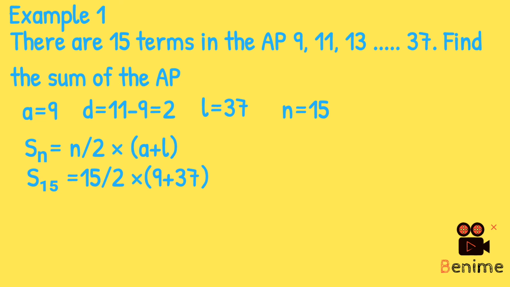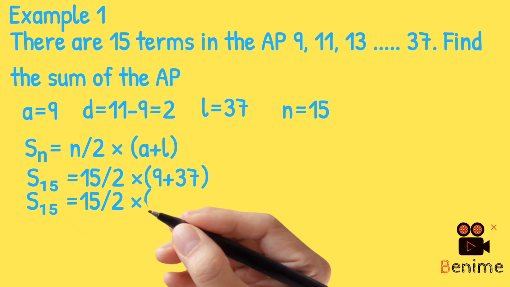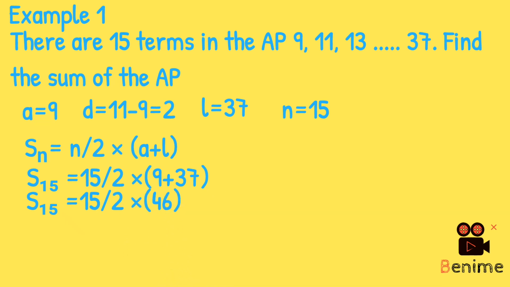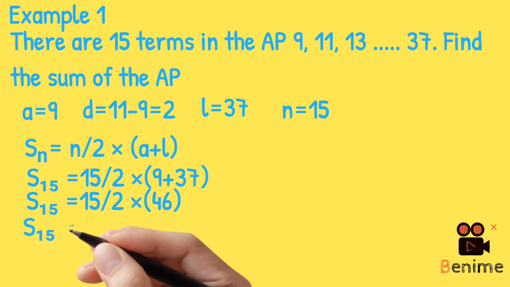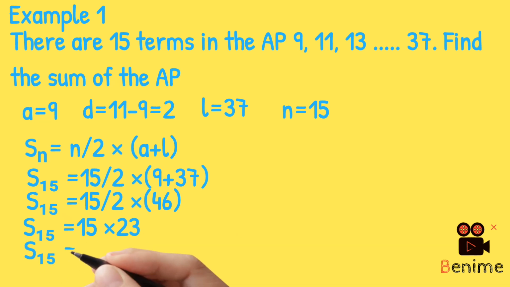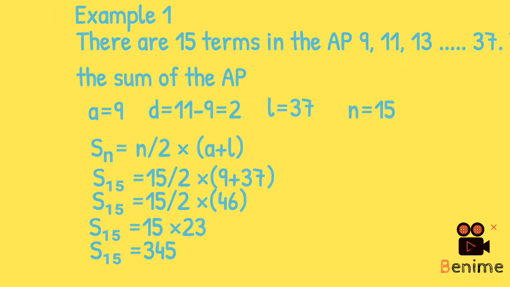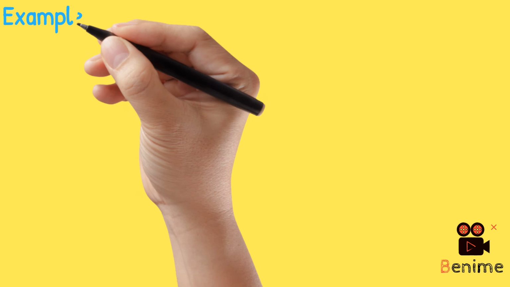So what we will have inside the bracket, 9 plus 37, will give you 46. So Sn is equal to 15 over 2, open bracket 46, close bracket. Now that 46, you can divide it by the 2. You will get 23. So Sn is equal to 15 multiplied by 23, so Sn is equal to 345. 15 times 23 is 345. So that is the sum of this AP that has 15 terms. So S15 is equal to 345.